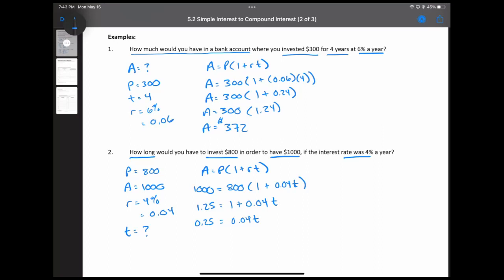So to be technical, I should write down 6.25 equals t, but I'm going to write down t equals 6.25 since the order doesn't matter. So that means that I have to invest for 6.25 years in order to take my $800 up to $1,000 at a 4% interest rate.